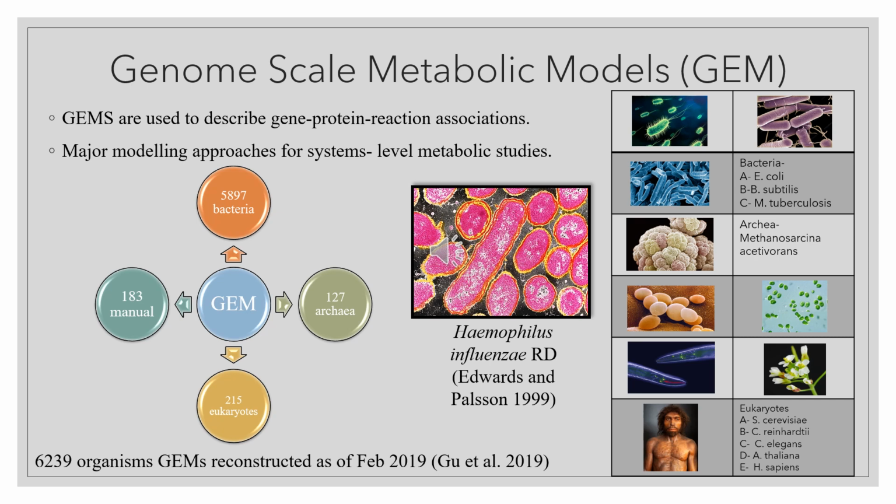The GEMs for model organisms that have high scientific, industrial, and/or medicinal values have been updated several times since their initial reconstruction, as more relevant biology information keeps on popping up over the years. Currently, we have E. coli, B. subtilis, M. tuberculosis, Methanosarcina acetivorans, S. cerevisiae, C. reinhardtii, C. elegans, Arabidopsis thaliana, and Homo sapiens. A table can be seen to your left.